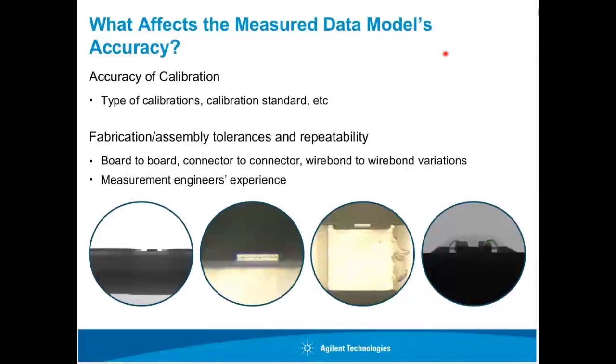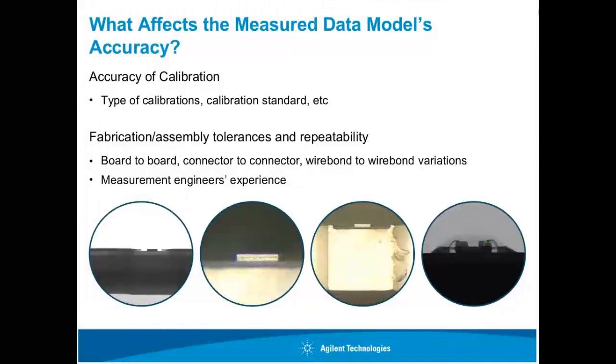So what affects the measured data model's accuracy? First of all, we can think of the calibration. In order to measure something, we need to calibrate the instruments. Therefore, the first level of variation in accuracy will be around the calibration. As an example, what type of calibration standards are we using for this measurement? Is that SOLT or is that TRL? That definitely will affect the accuracy of the model data. And the quality of the calibration standards will affect the accuracy of the measured data model as well.